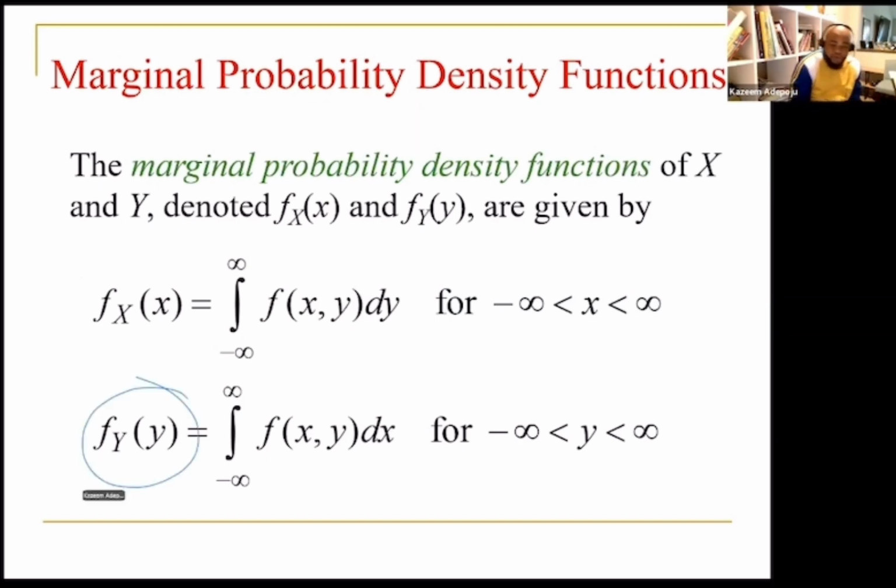The same thing is also applicable to y. I'm interested in y right here, then I'm actually going to integrate my joint PDF with respect to x, and I'm going to use the range of x in my integration. Basically, I'm going to integrate with respect to the variable I'm not interested in. So this is how we figure out the marginal probability density function.